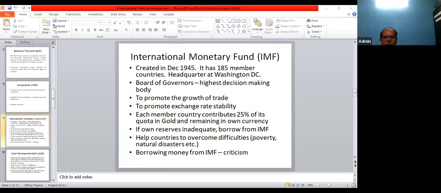So I think even in 1945, when the IMF came into existence, this was a very important objective they had in their mind, to promote exchange rate stability, because at that time also there was volatility in exchange rates, and today also you will observe that there is a lot of volatility in foreign currency.